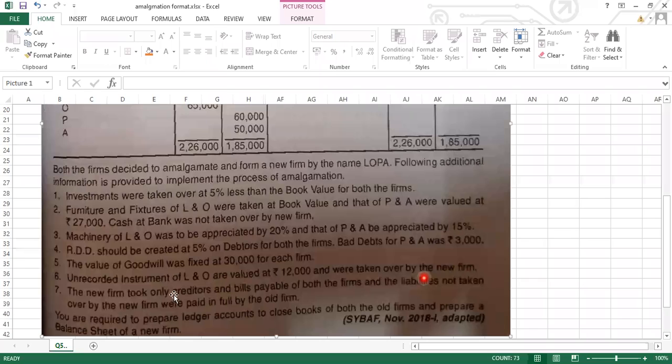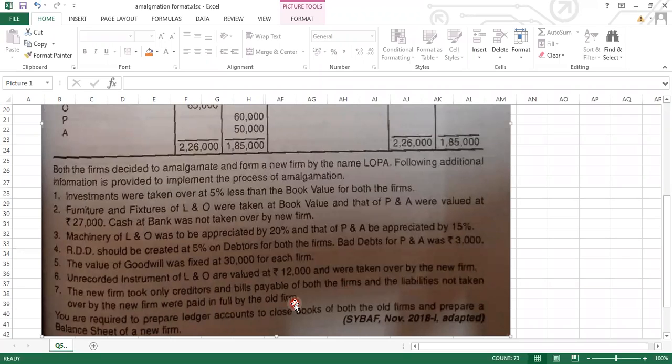The new firm took only the creditors and the bills payable of both the firms. ठीक है, न्यू फर्म सिर्फ यही दो लायबिलिटीज लेके जा रहा है, एक क्रेडिटर्स और एक बिल्स पेबल. इसके अलावा क्या बोल रहा है? जितनी भी दूसरी लायबिलिटीज है, that will be taken over by the new firm and it will be paid in full by the old firm.